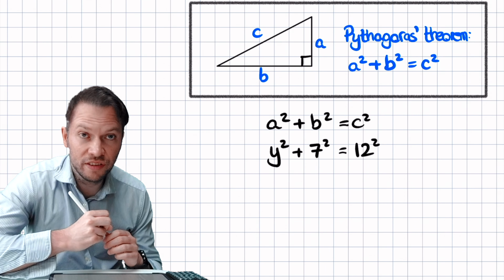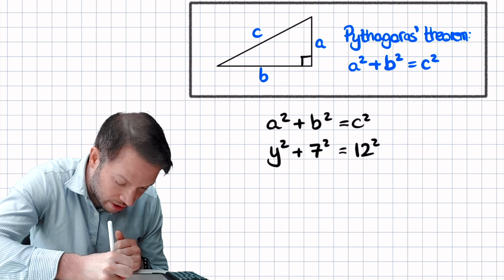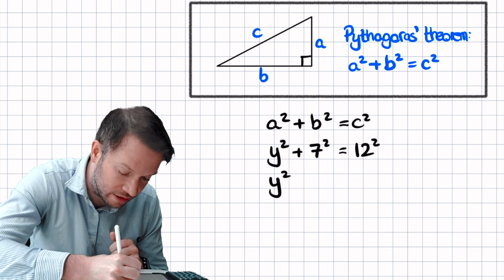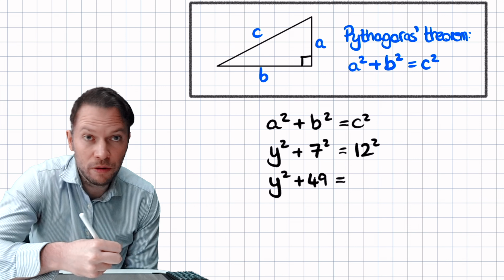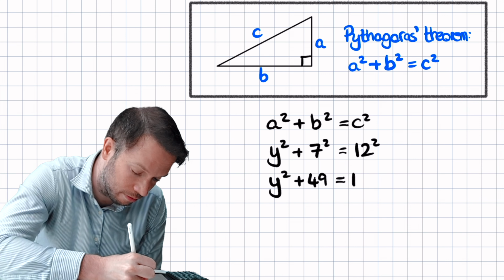And now we can just simplify this equation. Well, 7 squared we can evaluate. 7 squared is 7 times 7, which is 49. And 12 squared is 12 times 12, which is 144.